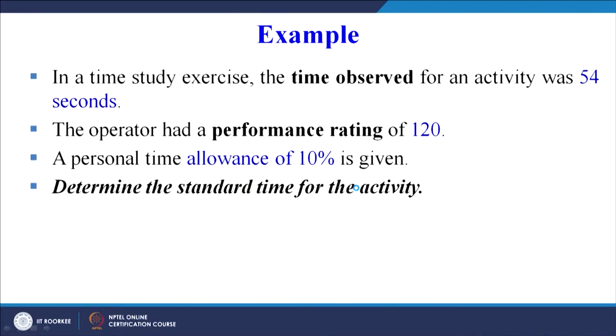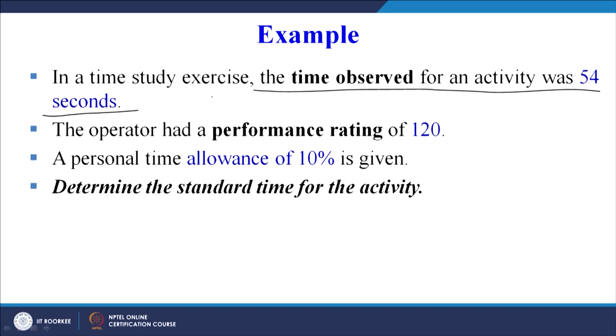Let us take an example. On your screen you can see a very simple example. In a time study exercise, the time observed for an activity was 54 seconds. It may be direct observation, so this time we can say is the observed time. So the observed time is 54 seconds. The operator has a performance rating of 120. So the standard rating is 100. So we can very easily calculate.